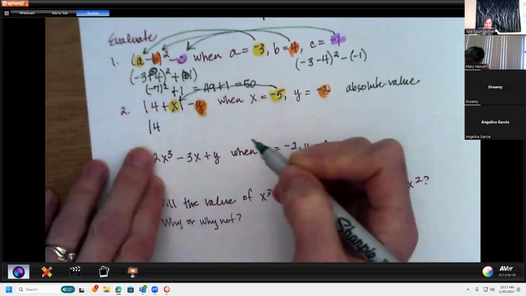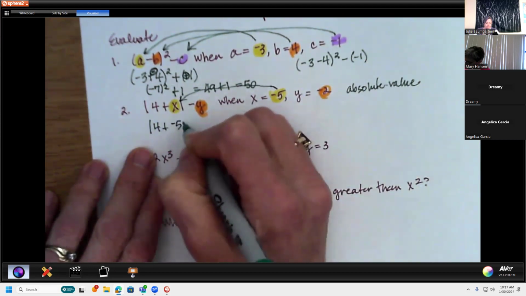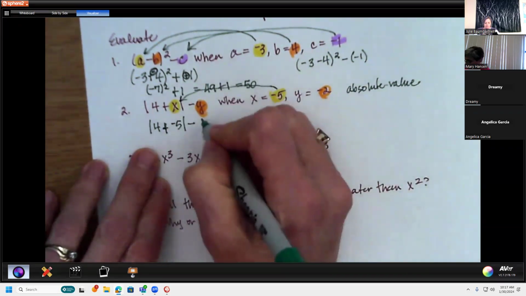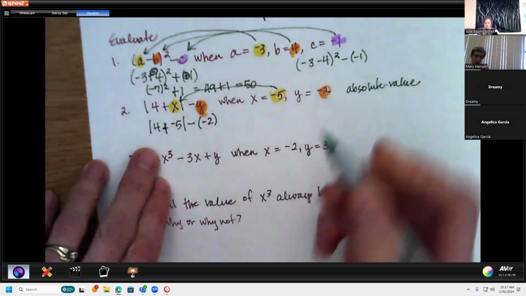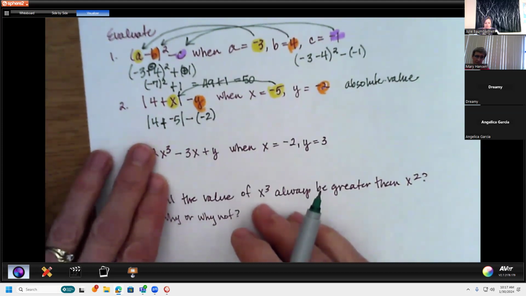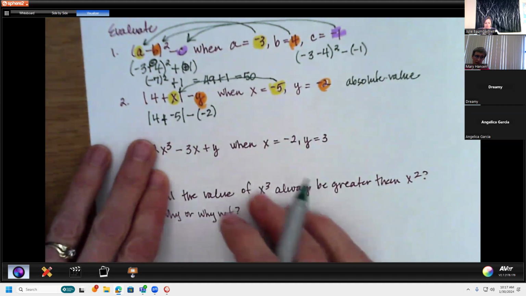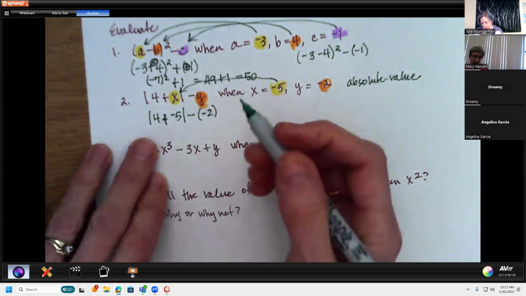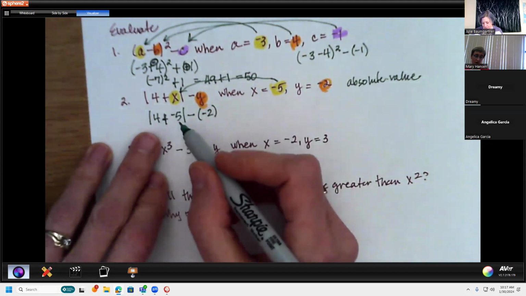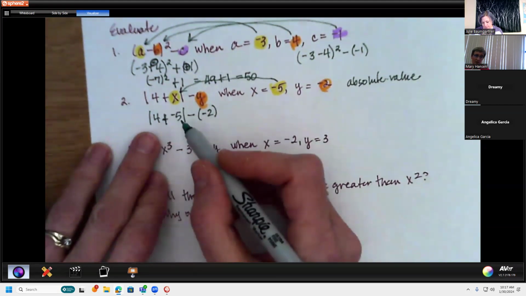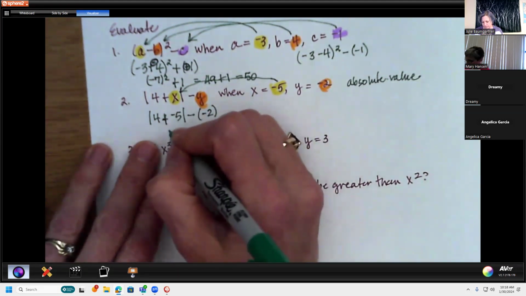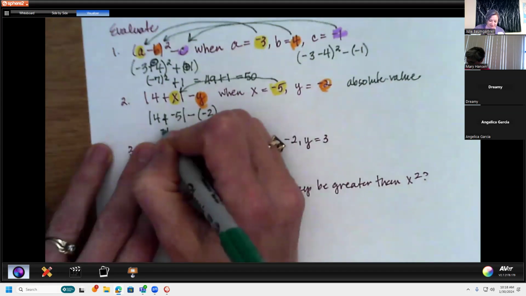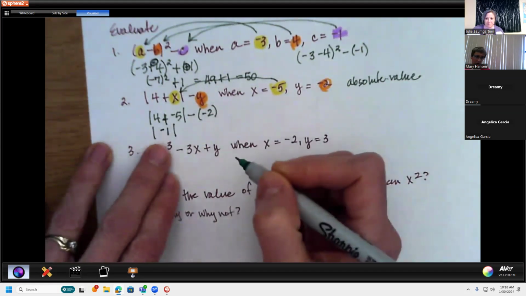I still have absolute value of 4 plus -5 minus, and then Y is -2. So I'm going to have again that subtract -2. I have all numbers now, so I can calculate an answer. And 4 plus -5, the signs are different, so I subtract the numbers. 5 minus 4 is 1. The 5 is bigger than the 4, so it's negative. And I'm going to take the absolute value of it in just a minute.